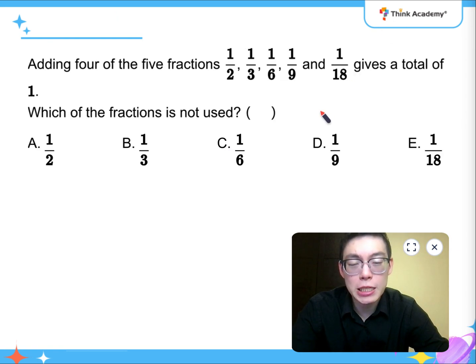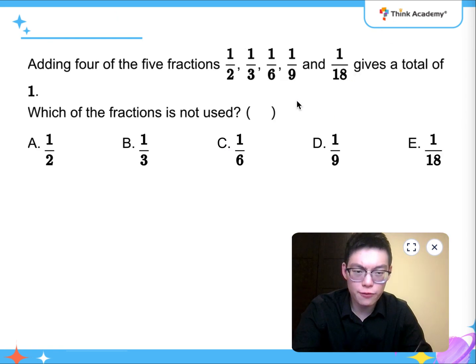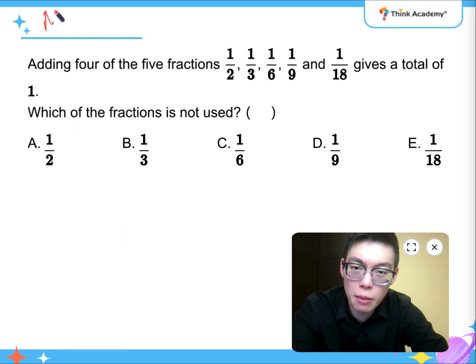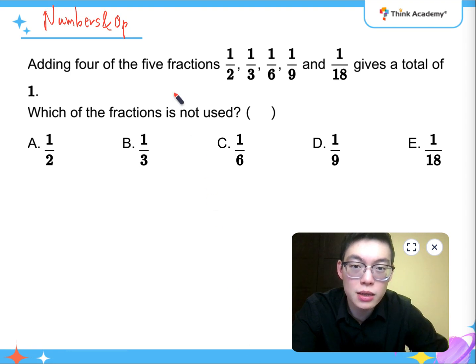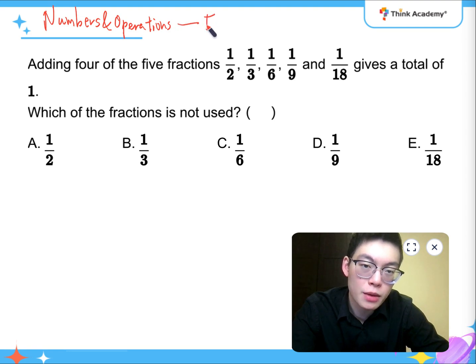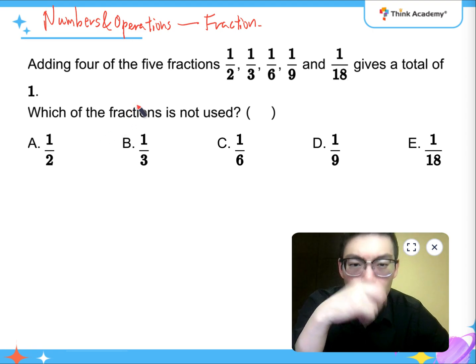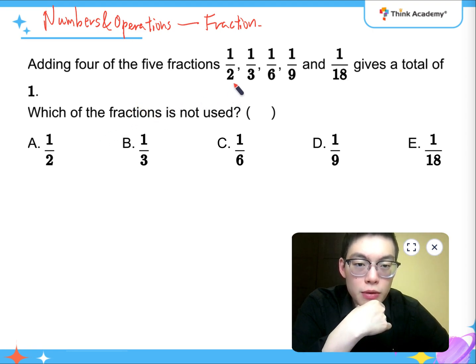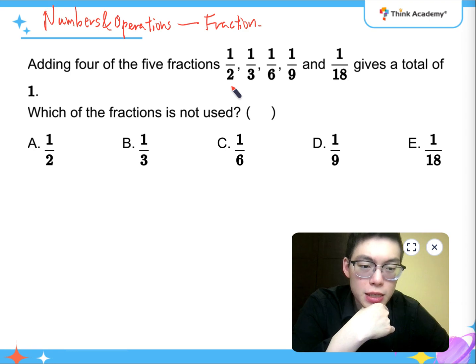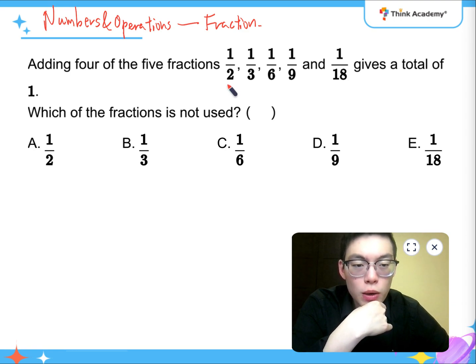Okay, and the next one, well, another question on fractions, but this time it belongs to the numbers and operations because there's not much of the words in it, right? And it's on fractions. So now it says that adding 4 of the 5 fractions, a half, a third, a sixth, a ninth, and 1/18 gives a total of 1.